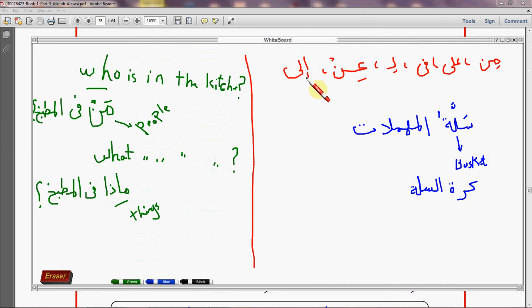إلى means to. And this is used with the verb all the time. ذهب إلى, went to. Okay? There is no meaning for إلى but to. من, على, في, لي, عن, إلى. So we know now 6 prepositions. Okay? 6.